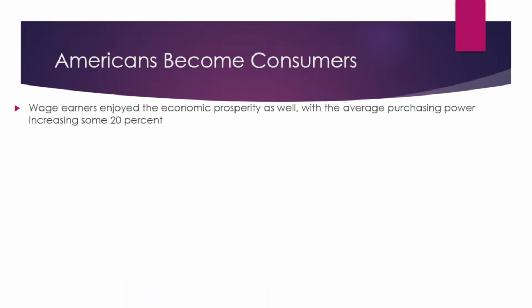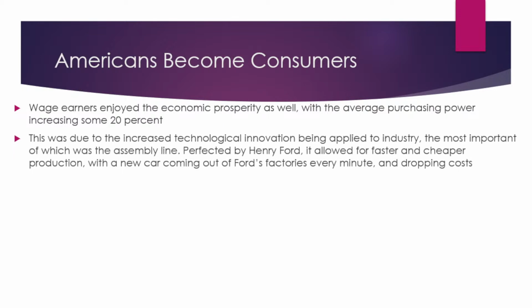So, wage earners started making a little bit more money. Average purchasing power increased about 20%. And this wasn't just that they were making more money, but that the increased technological innovation made things cheaper. The big deal was the assembly line, which has been kind of in place since like the Renaissance at least.